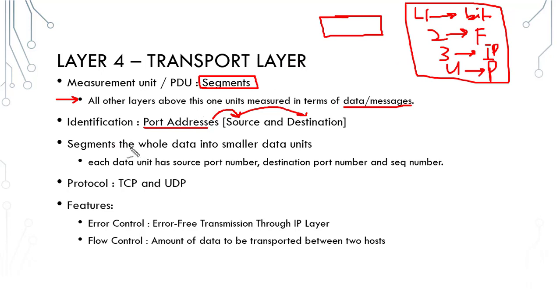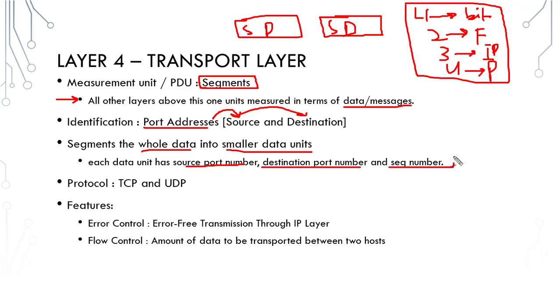What layer 4 does is segment the whole data into smaller data units, and each data unit has a source and destination port number. Okay, so keep it in mind: source and destination port numbers. Other than these port numbers, it also has a sequence number.